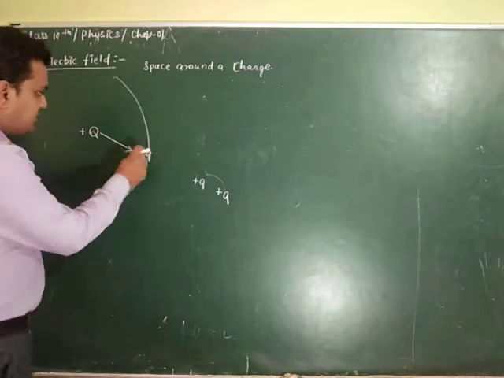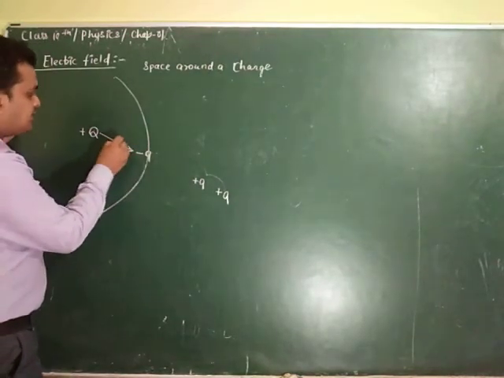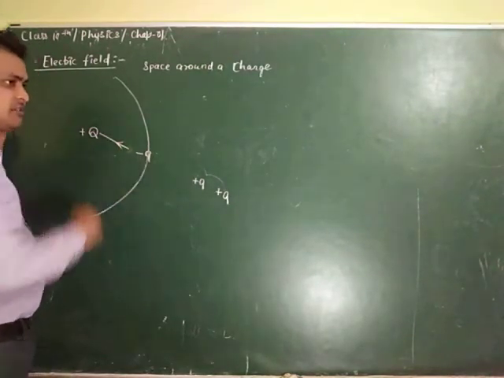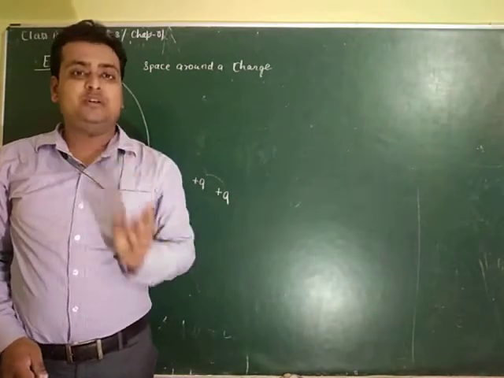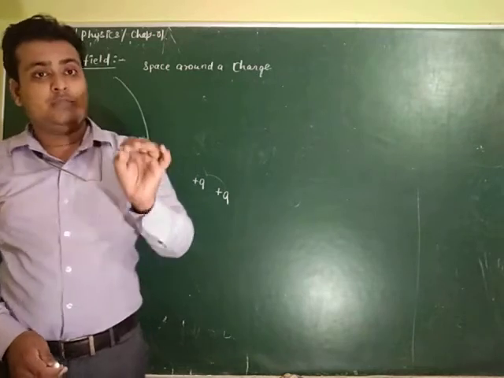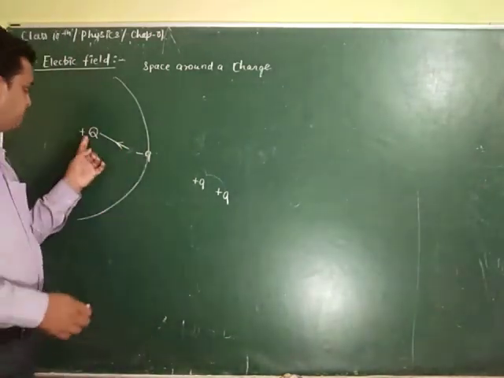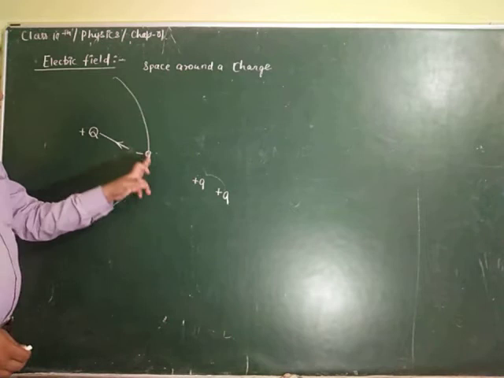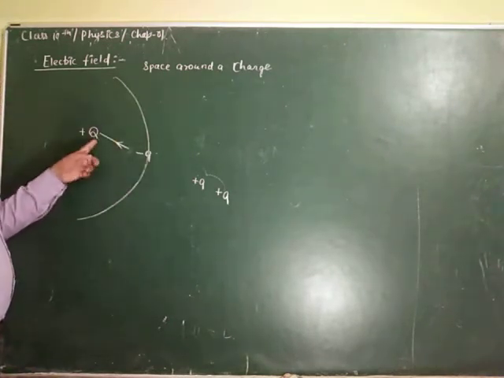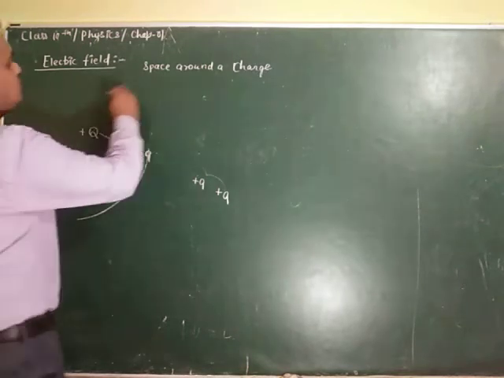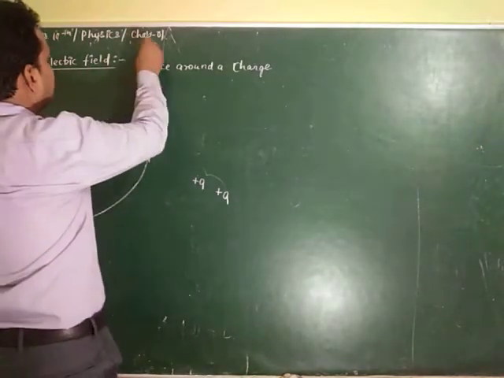This is the space around a given charge in which the other charge is repelled or attracted. Suppose this is negative, then it will attract. So in attraction or repulsion, in both cases there must be a force. A force must be applied by a charge on another charge when that charge enters the other's field. So what is the definition of electric field?